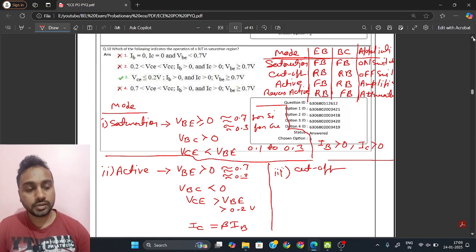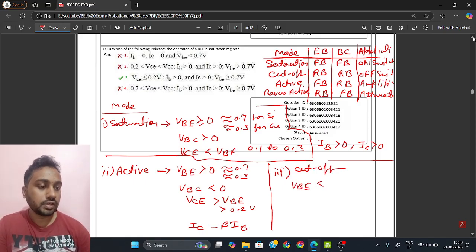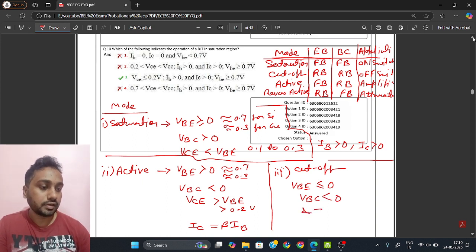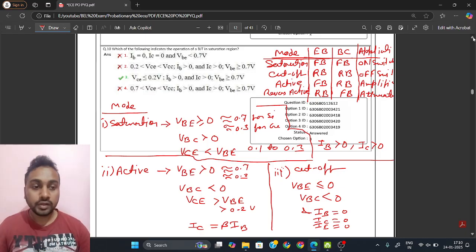Okay, for the cutoff region, VBE should be less than or equal to 0, then VBC also less than 0, and IB, IC, IE are all equal to 0 only. So this is the condition for cutoff. Now in this question they have asked about the saturation region.